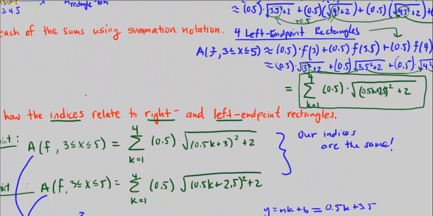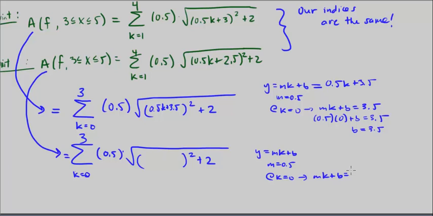Let's look at our left endpoint. The first one is 3, right? That's equal to 3. So solving for that, 0.5 times k, we know 0, plus b is equal to 3. Well then, 0 times 0.5 cancels out, so b is equal to 3. Let's write it here. That's equal to 0.5k plus 3, leaving the variable k in. So that's 0.5k plus 3.